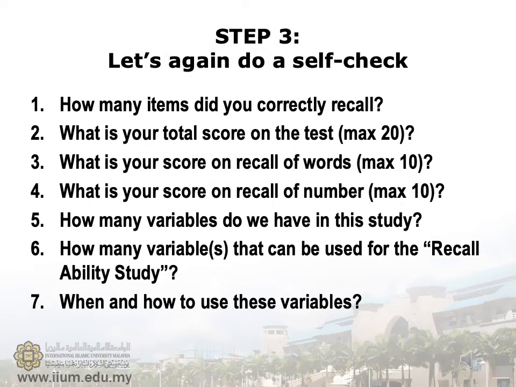Let's again do a self-check. Please react to the following questions. 1. How many items did you correctly recall? 2. What is your total score on this activity, maximum 20 points? 3. What is your score on the recall of words, maximum 10 points? 4. What is your score on the recall of the number, maximum 10 points? 5. How many variables do we have in this experiment? 6. How many variables can be used for the recallability study? 7. When and how to use these variables.